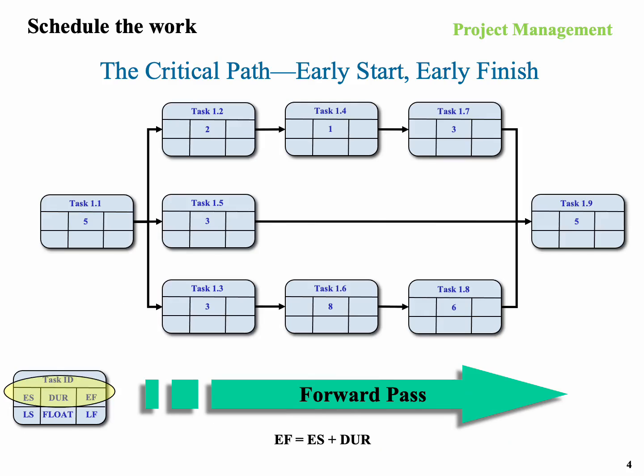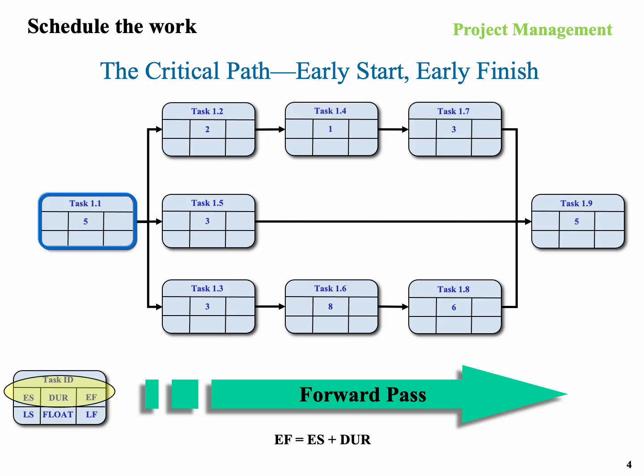The first process that we go through is what's called a forward pass. A forward pass starts at the left and goes to the right. Basically, it wants to compute the earliest a task can be finished. So you take the earliest a task can start plus the duration, and that gives us the earliest it can finish. I'm going to walk through it now.